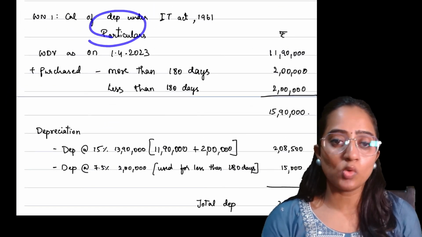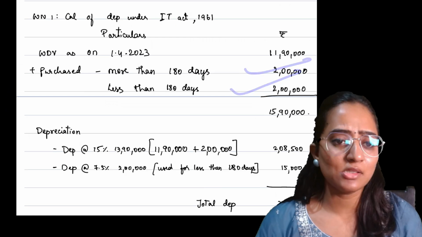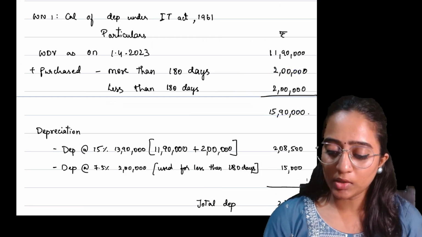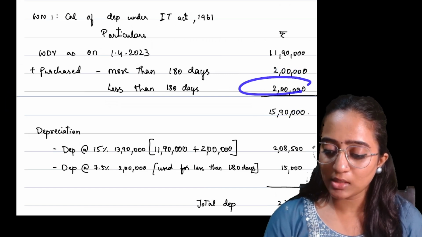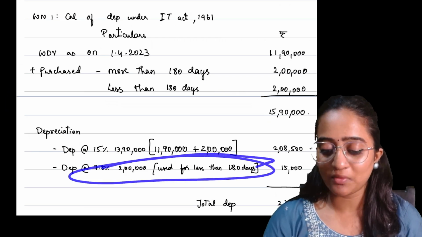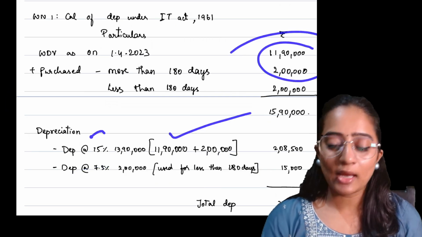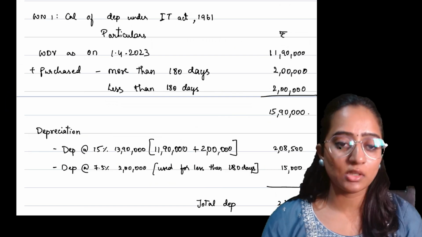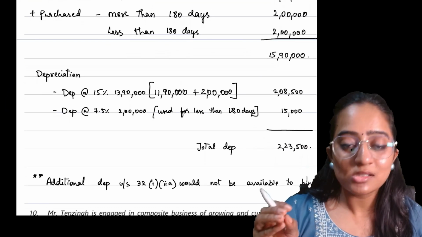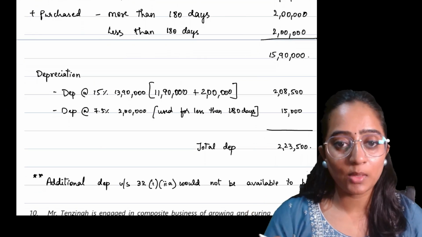Depreciation calculation: the opening WDV information is given. More than 180 days is 2 lakh, less than 180 days is 2 lakh. So after doing the total, you have the depreciation. The total less than 180 days, you are going to provide it at 7.5%. Remaining, these two combined, I've just taken the total and taken that 15% and considered the total depreciation amount of 2 lakh 23,500.